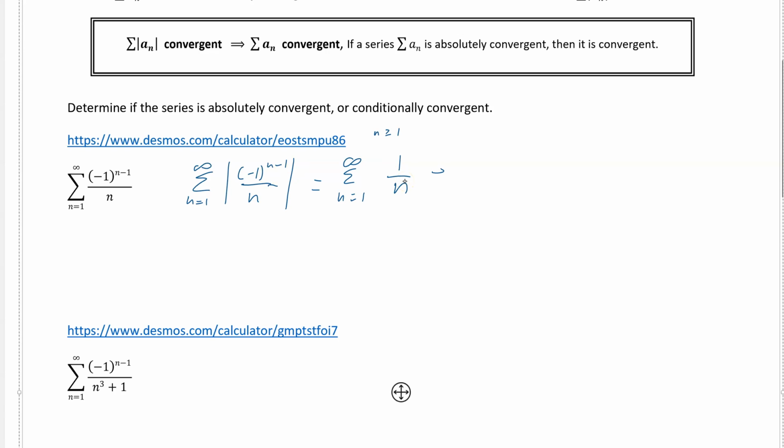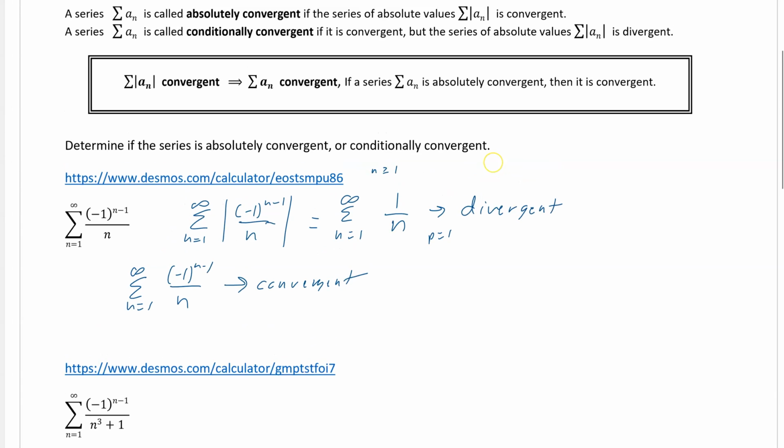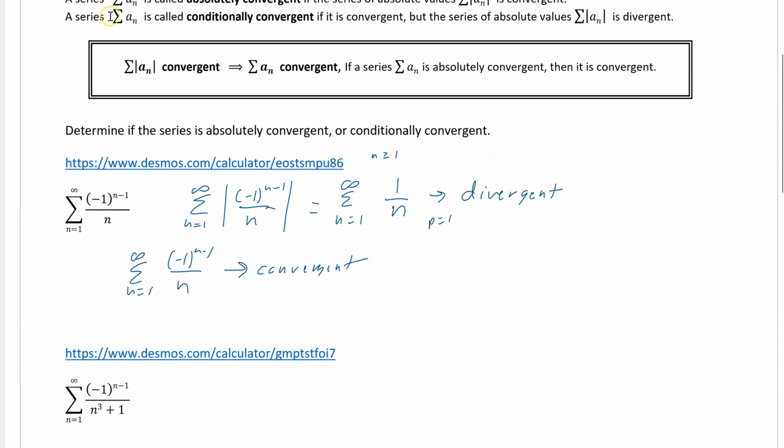Well, we already know that that is divergent. That's our harmonic series, right? Our p is equal to 1, and so it's divergent. But we know that the sum from n equals 1 to infinity of (-1)^(n-1) over n, we did this one in a previous video for our alternating series, this is convergent. And so the series itself is convergent, but the absolute value is divergent. That is what we call conditionally convergent. So the series itself converges, but not the absolute value of it.